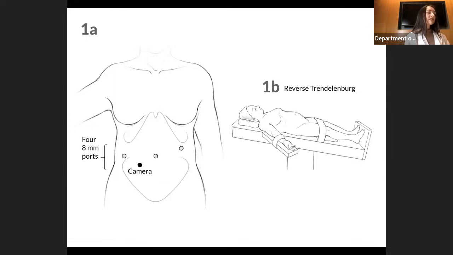Now I will present surgical sketches for a robotic cholecystectomy. Four 8mm ports were placed across the abdomen, and a camera was inserted through a port in the right lower quadrant. The patient was placed in reverse Trendelenburg position with their right arm extended.